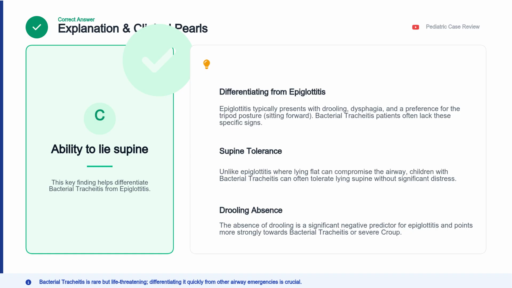Epiglottitis classically presents with the 4 Ds: drooling, dysphagia, distressed appearance, and preference for sitting in the tripod position leaning forward. Children with epiglottitis cannot lie supine comfortably due to worsening airway obstruction in that position. In contrast, children with bacterial tracheitis usually do not have drooling, can swallow their secretions, and can lie in any position including supine. The presence of cough and purulent secretions also favors bacterial tracheitis, as epiglottitis typically presents without cough.